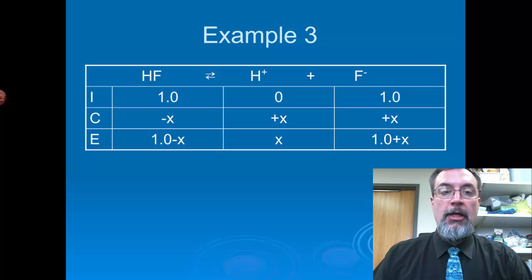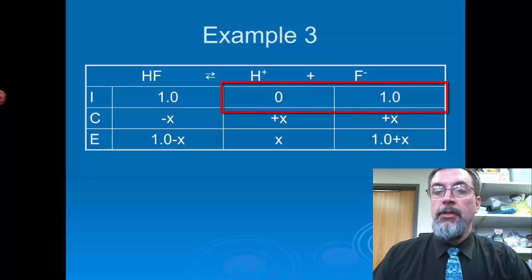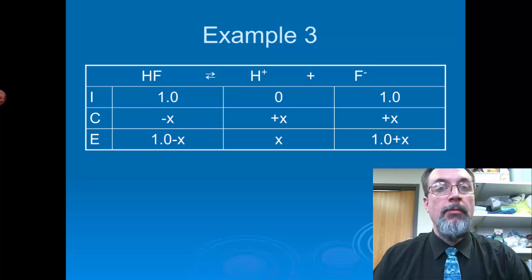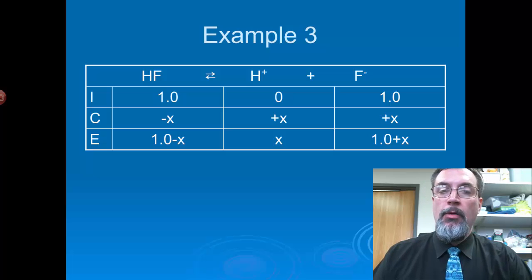The initial concentration of HF is 1.0. Now normally we'd write 0 and 0 on the right side of this reaction, but we already have 1 molar of fluoride ions there. So the initial concentration of F- is now 1 molar. The change, it's one-to-one-to-one stoichiometry, so the concentration of HF is going to go down by some amount x, which means the concentration of H+ will go up by some amount x, and so will fluoride. When I add them together, I get 1.0 minus x, x, and 1.0 plus x.